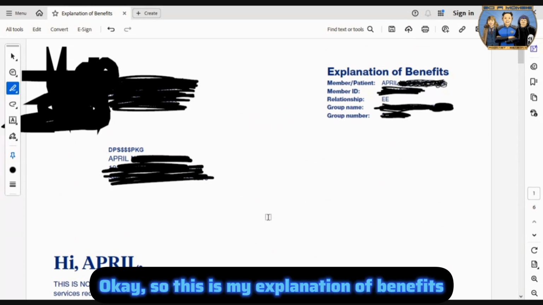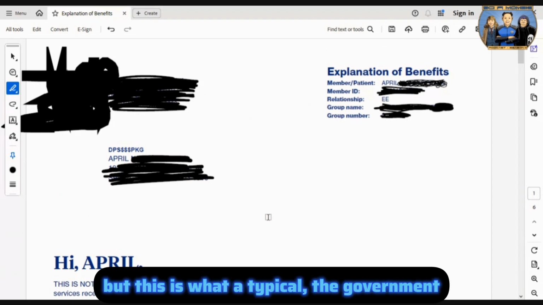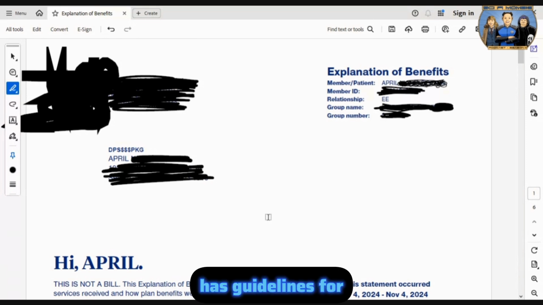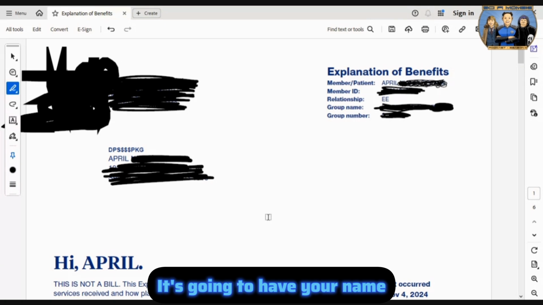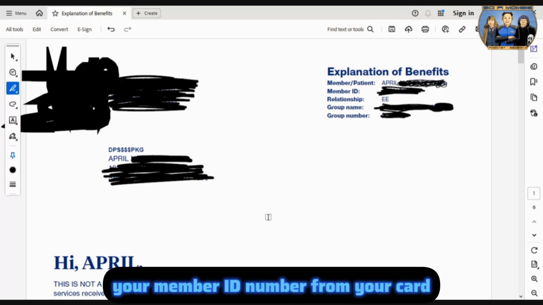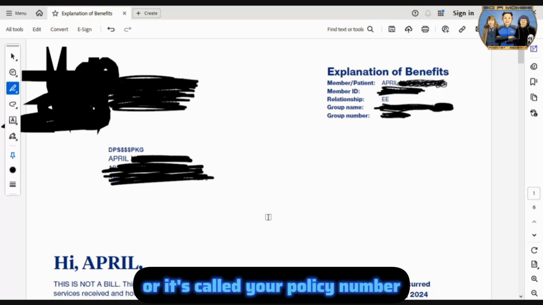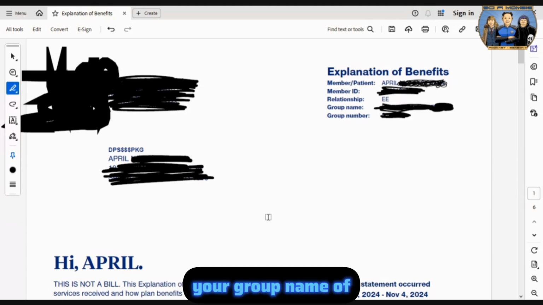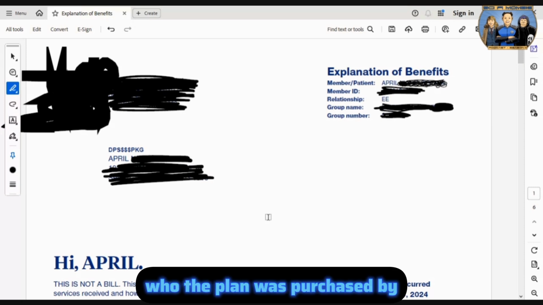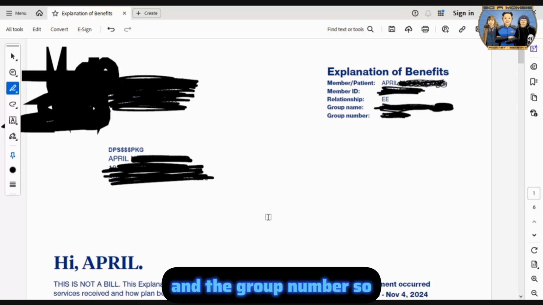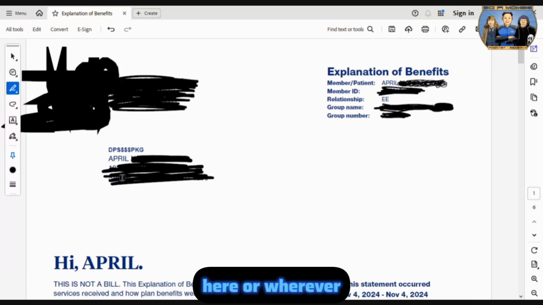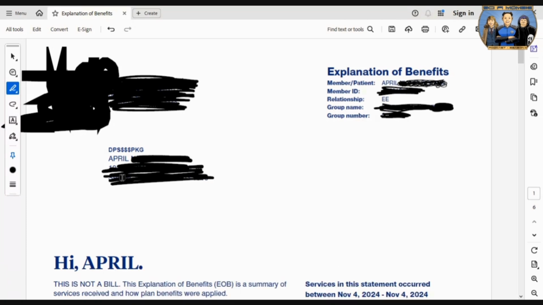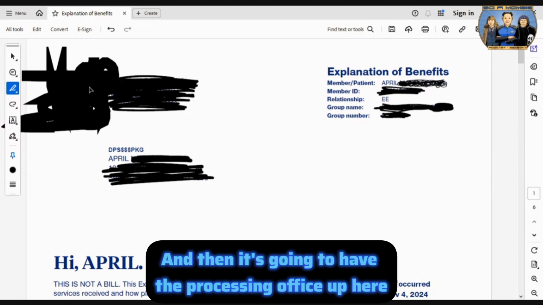Okay, so this is my explanation of benefits, but this is what a typical one looks like. The government has guidelines for what typical information should be on an explanation of benefits. It's going to have your name, your member ID number from your card, or it's called your policy number, your relationship to the subscriber, your group name of who the plan was purchased by, and the group number so that it can be billed. Then it's going to have your mailing information here or wherever. And then it's going to have the processing office up here.